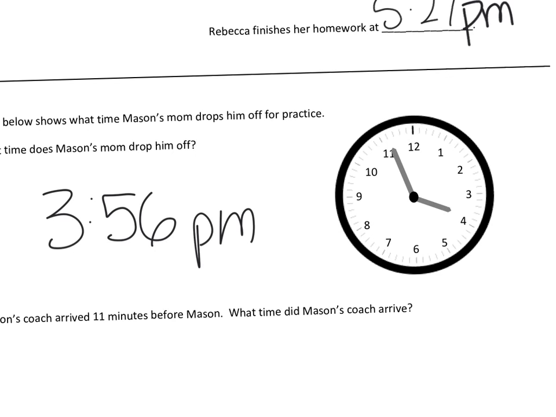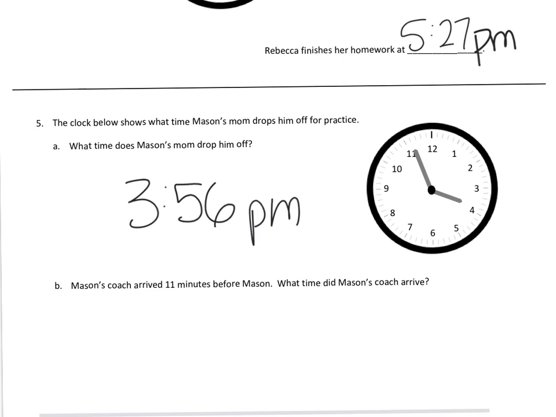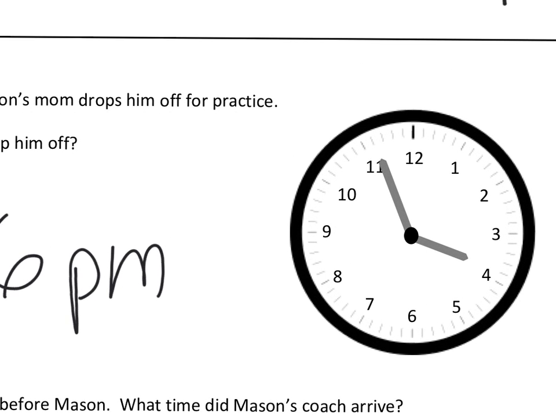Okay, our last problem, part B. So remember, if our problems have an A and a B, then that means that they're probably going to go together. So I'm going to need something from my first problem to help me do my second problem. Mason's coach arrived 11 minutes before Mason. What time did Mason's coach arrive? So he was 11 minutes before Mason. Let's use our clock to help us figure out 11 minutes before.